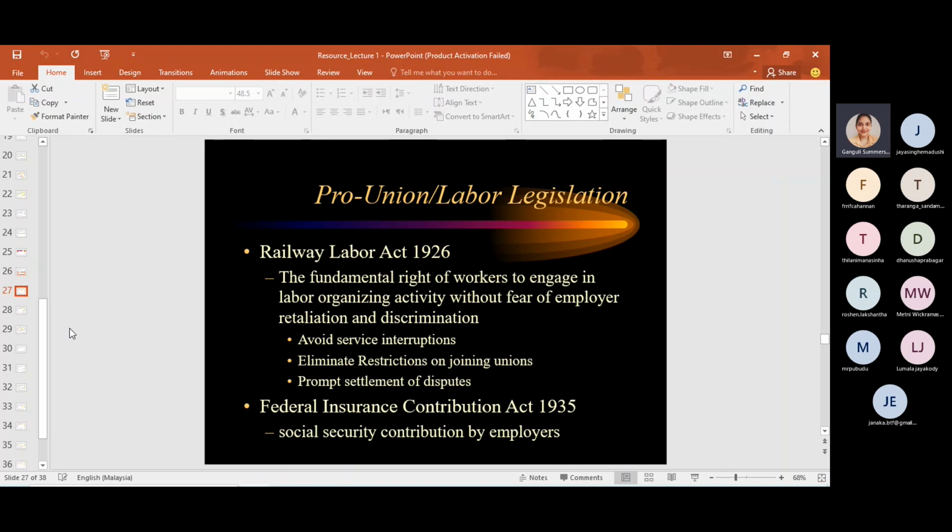Here are some examples of pro-union legislation: the Railway Labour Act, made in 1926, and the Federal Insurance Contribution Act, made in 1935.